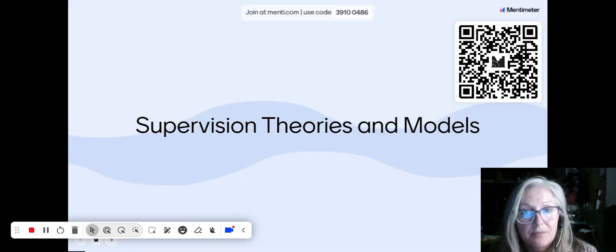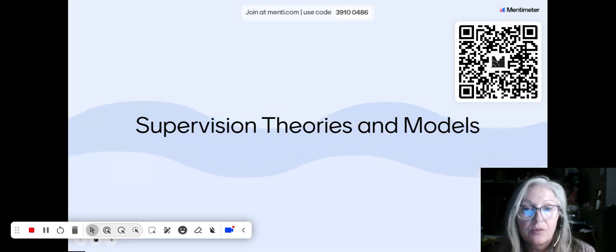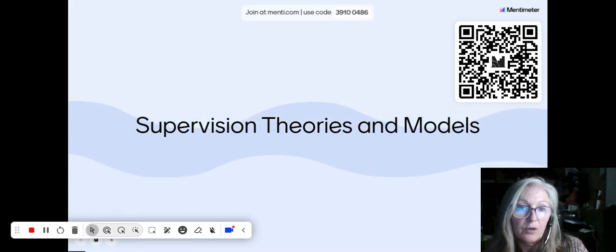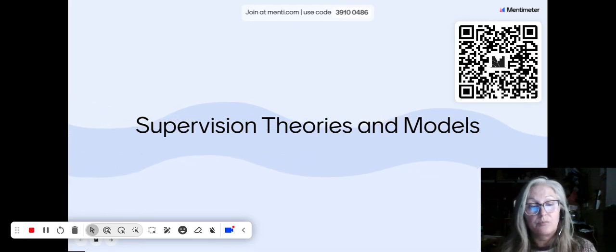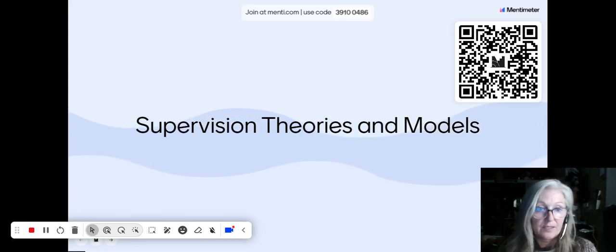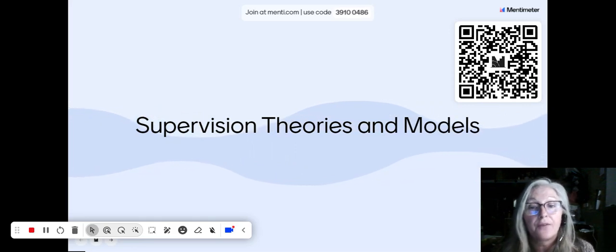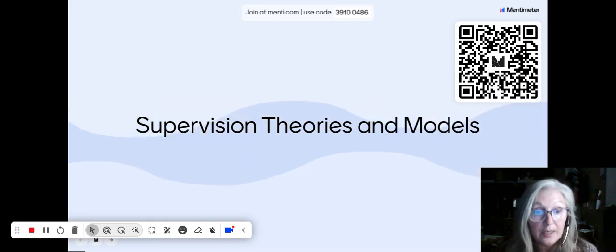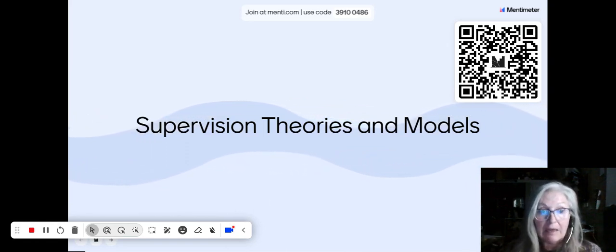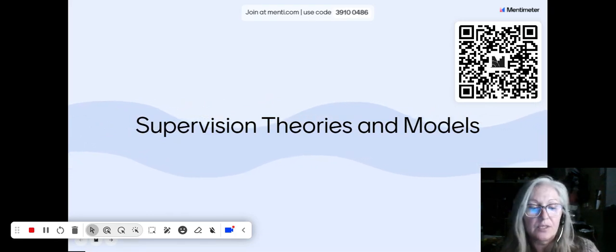If you've not used the Menti.com presentations, I would encourage you to do so. You can use the QR code in the corner, or you can just go to Menti.com and enter that code, and it'll bring you right into this presentation so that you can interact with me. If you're worried about it, let me just say you don't have to make an account or anything. You can go right into it. You don't have to download anything, just to let you know.